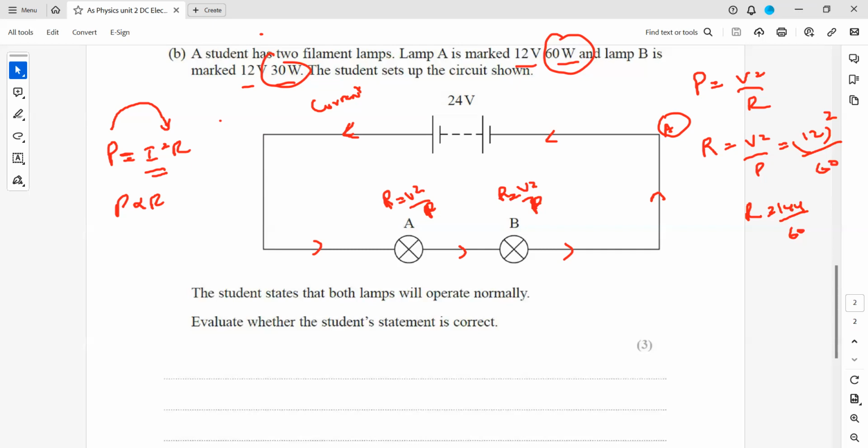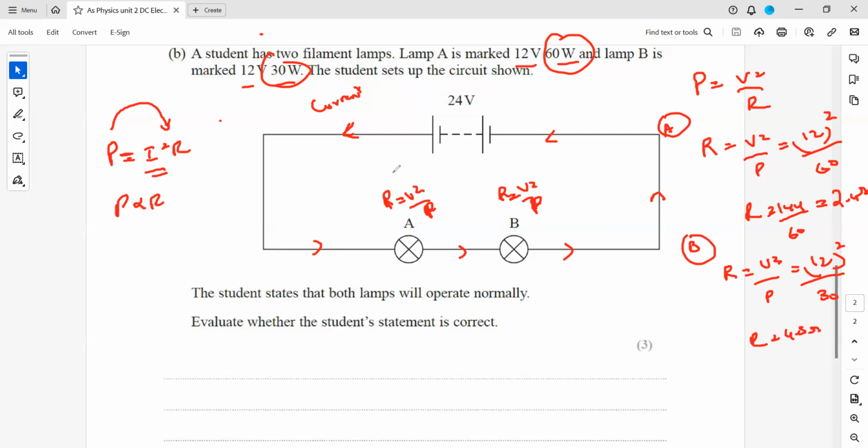If they had equal resistance, then they would have the same voltage. But first we are finding which component has the higher resistance from the values. P is equal to V squared over R, so R is V squared over P. So 144 divided by 60, the resistance of A will be 2.4 ohm. For B, V squared is 12 squared divided by the power, 30, which gives us 4.8.